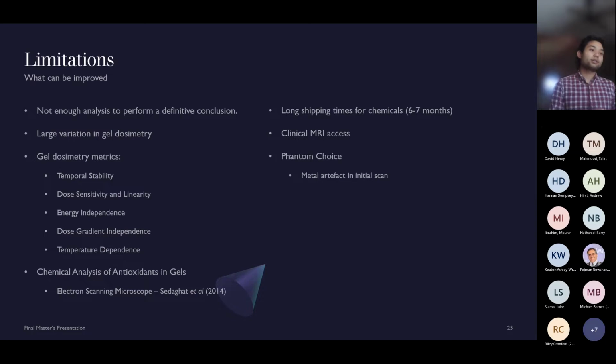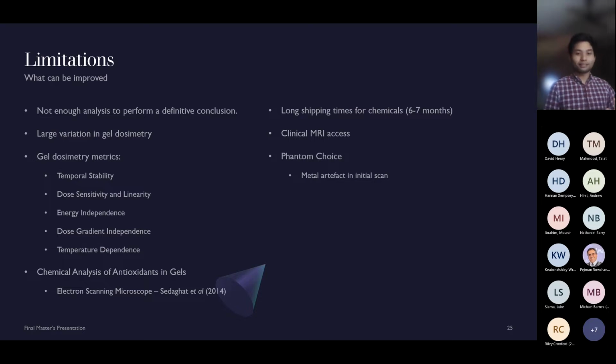And also the phantom choice. Initially, the phantom was not designed for MRI. It was designed for foodstuffs. I chose it because it had an airtight mechanism, really. But the problem with the airtight mechanism is that it was a metal spring.